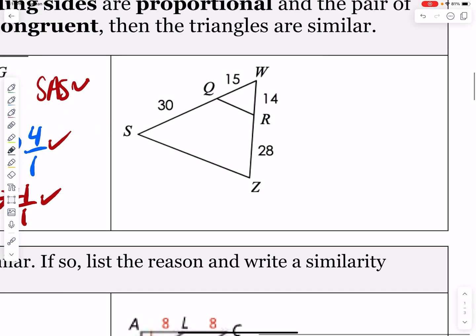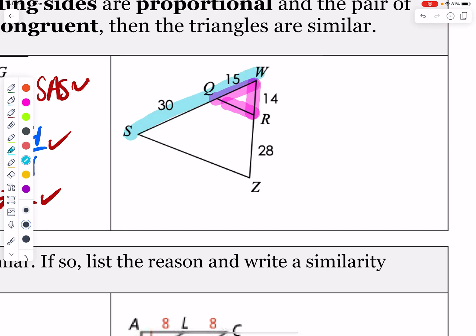Again, I slow down once I get to one of these because I know that this is where people struggle. Here is my small pink triangle. Here is my big blue. These are overlapping. These are laying on top of each other. And so when I compare pieces, this is side, angle, side, I immediately can tell that I have an angle that overlaps at the top. Angle W is in both of these triangles. So as far as SAS goes, I've got the angle at the top. And now I need to check my corresponding pieces.